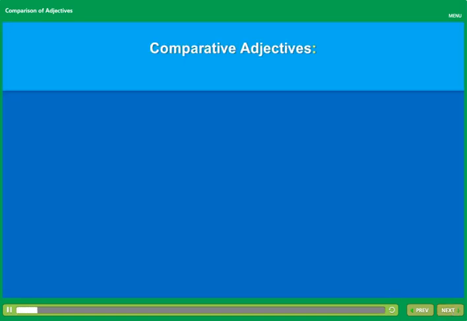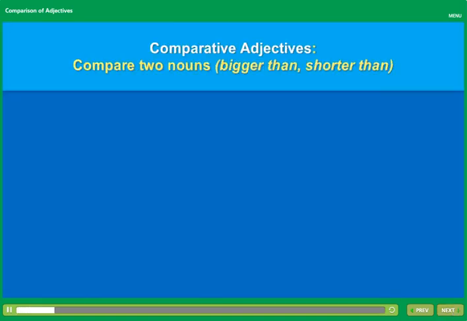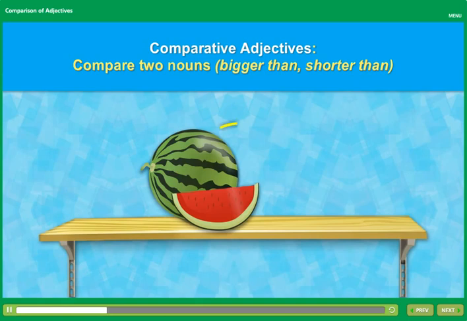Adjectives that are used to compare two things are called comparative adjectives. They are almost always used with than. For example, bigger than, shorter than, prettier than, etc.